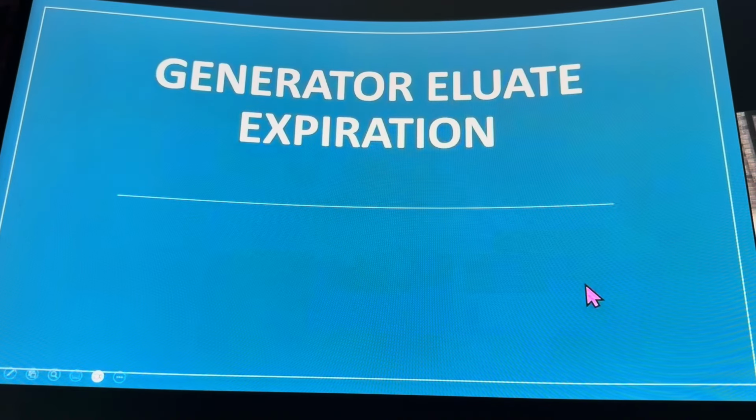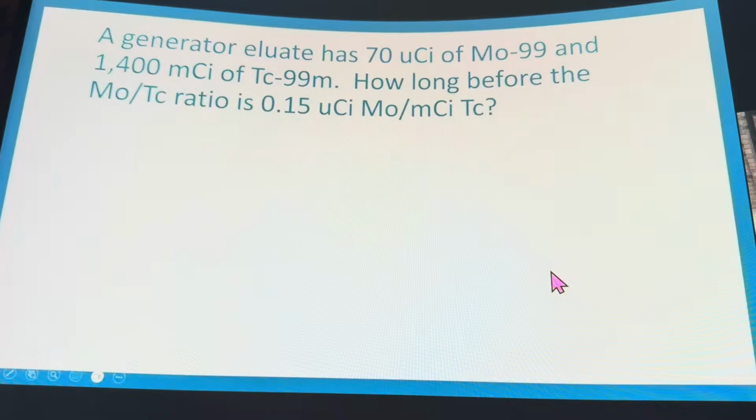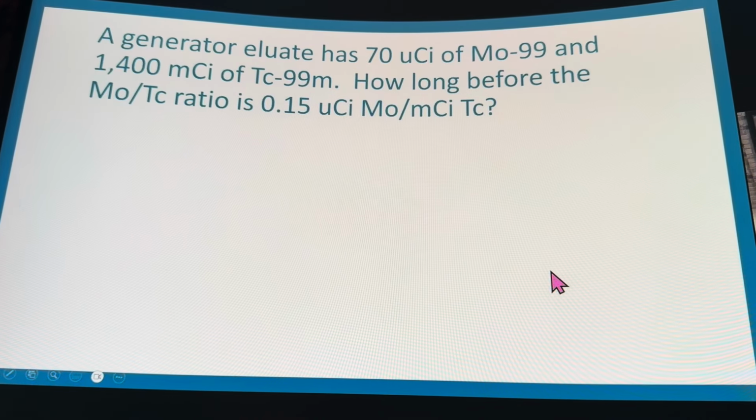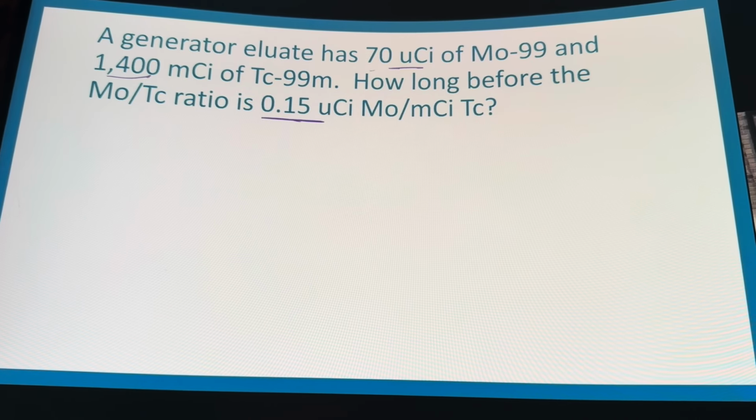Alright, now, when does my generator eluate expire? So it expires in 12 hours, unless it expires before then. 12 hours is max. So a generator eluate has 70 microcuries of moly and 1,400 millicuries of technetium, and we want to know how long before the ratio gets to 0.15 microcuries of moly per millicurie of tech. There is an equation to do, and I'm going to show you it. If you forget it, I'll show you how you do it is how we just did the last one. But I am going to show you the equation.